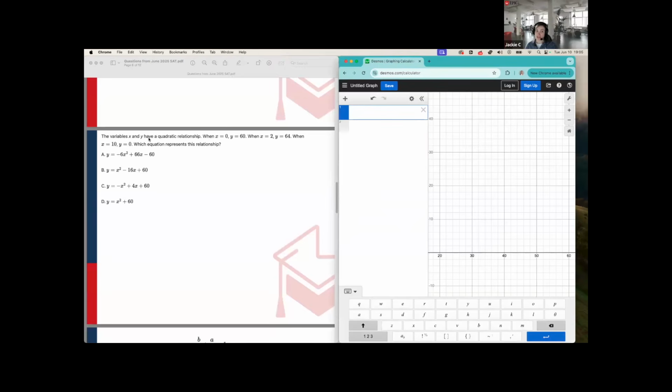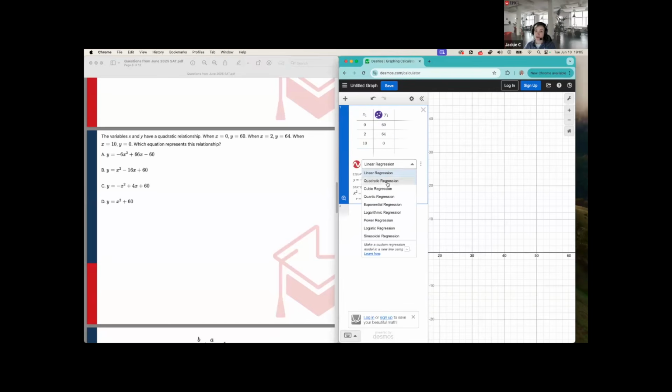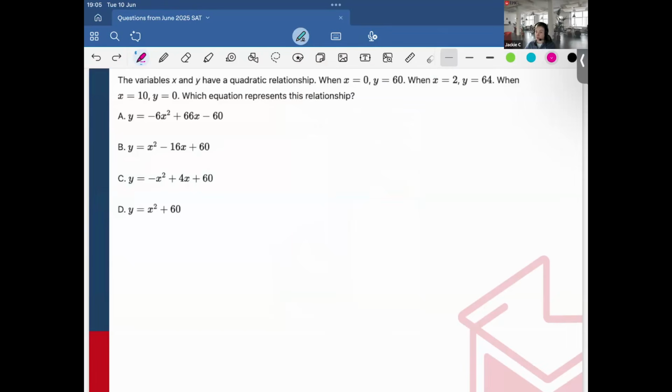Okay, so it says the variables x and y have a quadratic relationship. So I would just type in the table. It tells me x is 0, y is 60, x is 2, y is 64. And when x is 10, y is equal to 0. Which equation represents this relationship? Very simply, I don't want linear, I want a quadratic regression. This gives me negative x squared plus 4x plus 60, and that correlates to option C. Okay, so you see there are so many questions you can use Desmos to your advantage and properly solve.